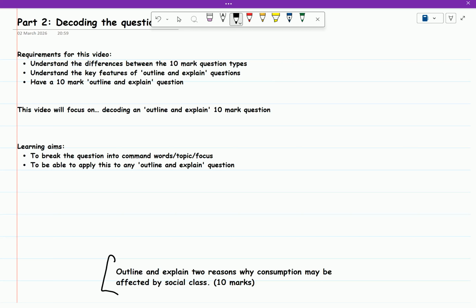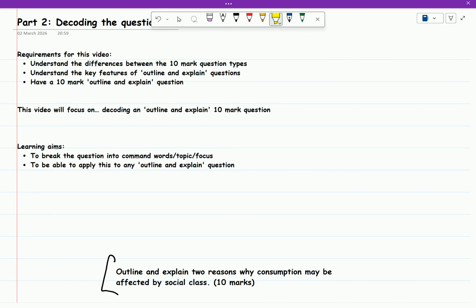So we need to break things down. And I think the easiest way for me to explain it to you is to view the question in 3 separate categories. You've got the command words, you've got the topic, and you've got the focus. And we also need to be able to then apply these command words, topics, and focuses into your question if you're not using the one that we've got on the screen. So let's get straight into it. So what do I mean by command words?